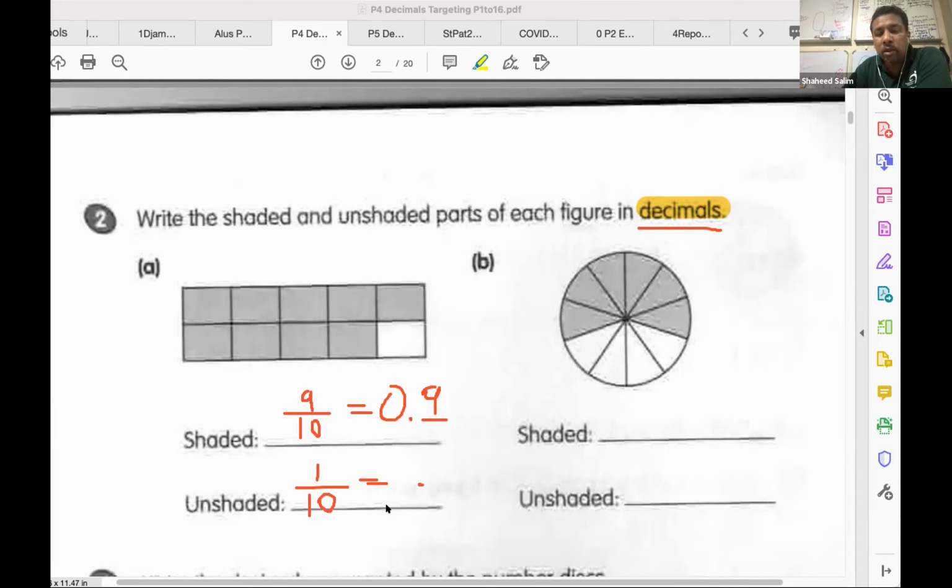So now, for 10, put one blank here. Put what? A 1, there's a 1 here. Then put a 0. Why put a 0? Because there's no number here.